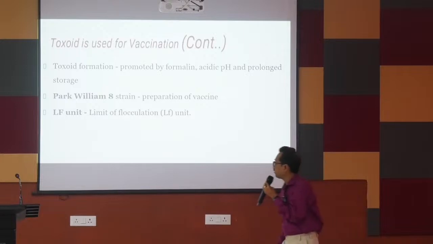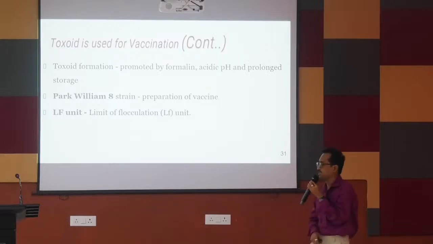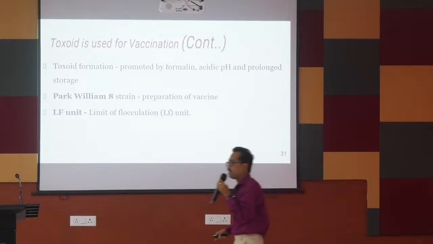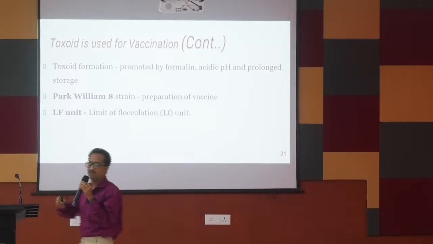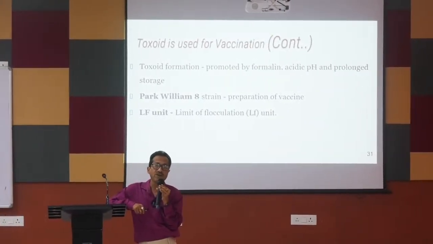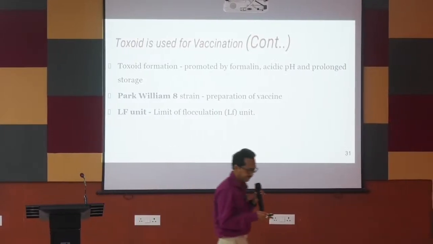Now what is the strain used in diphtheria toxoid? That is specific; this is another MCQ question. The Park-Williams 8 strain is used for production of the vaccine or toxoid. The Lf unit is the limit of flocculation unit. Can anybody tell what amount of Lf is used in the DPT vaccine? It is 25 Lf units of diphtheria toxoid.